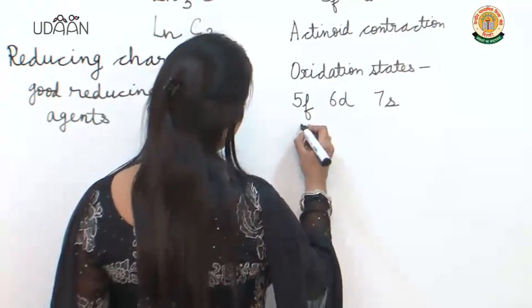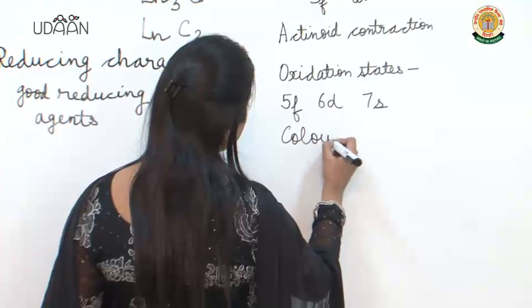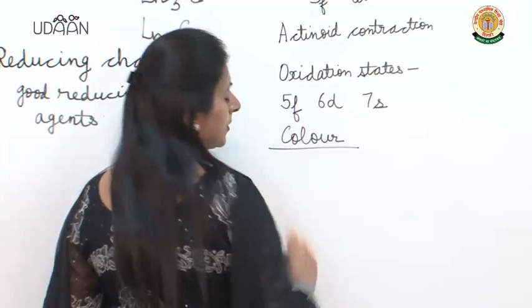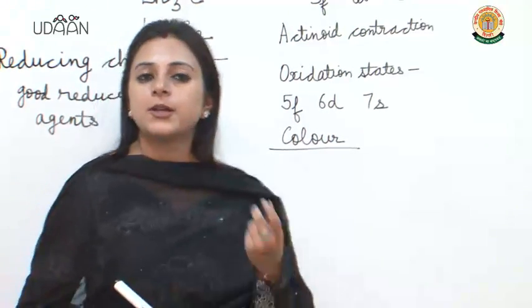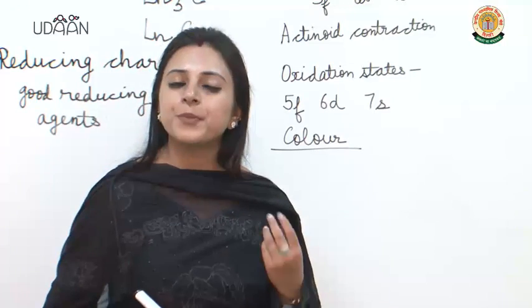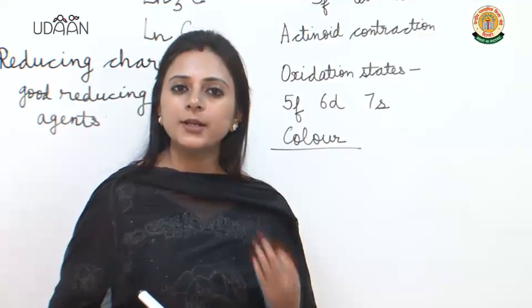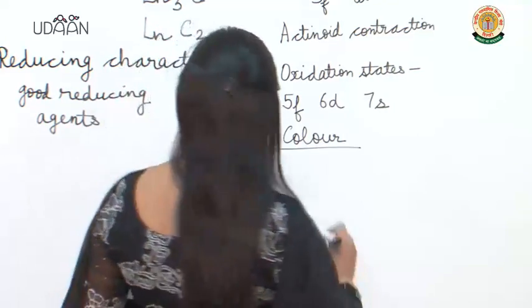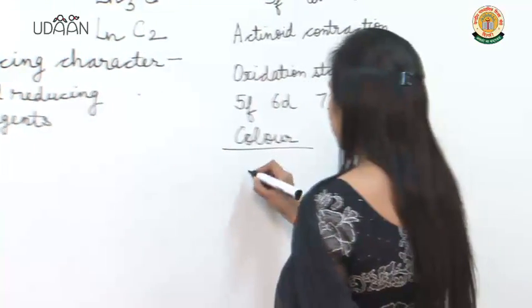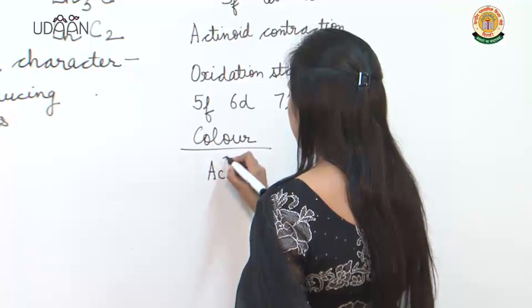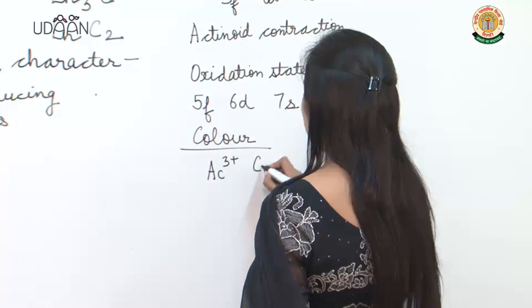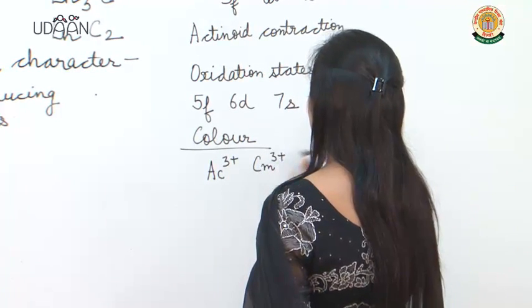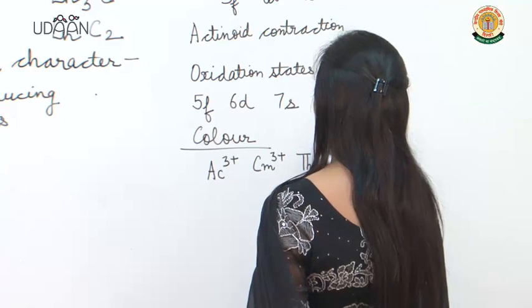Now, let us discuss about the color in case of actinoids. Actinoids are colored. They form colored compounds and their ions are also colored. All actinoids are colored except for actinium 3 plus, curium 3 plus and thorium 4 plus.